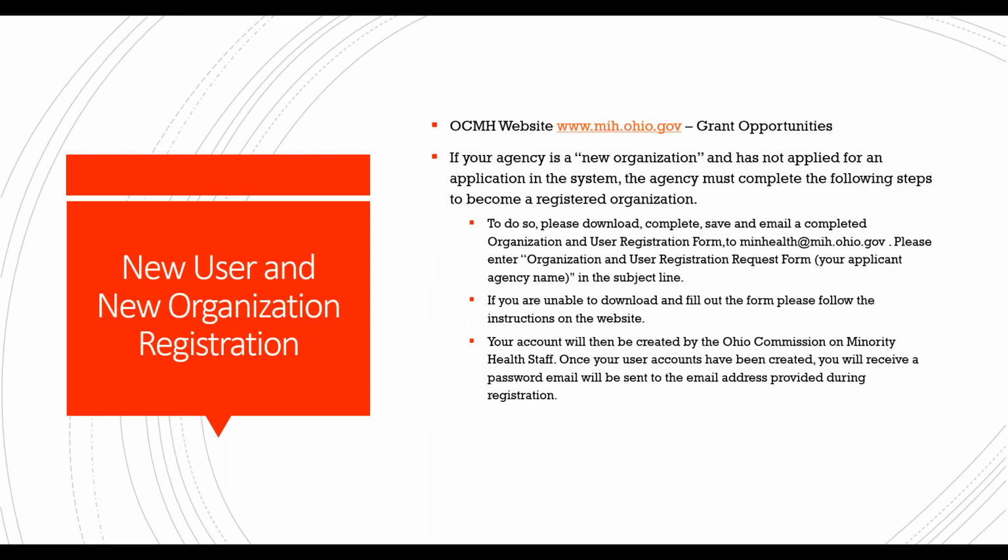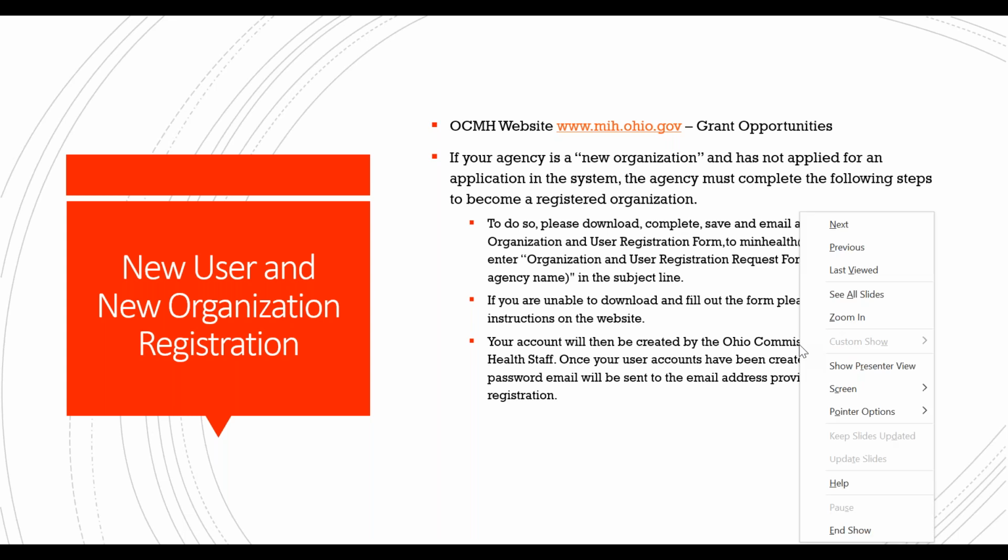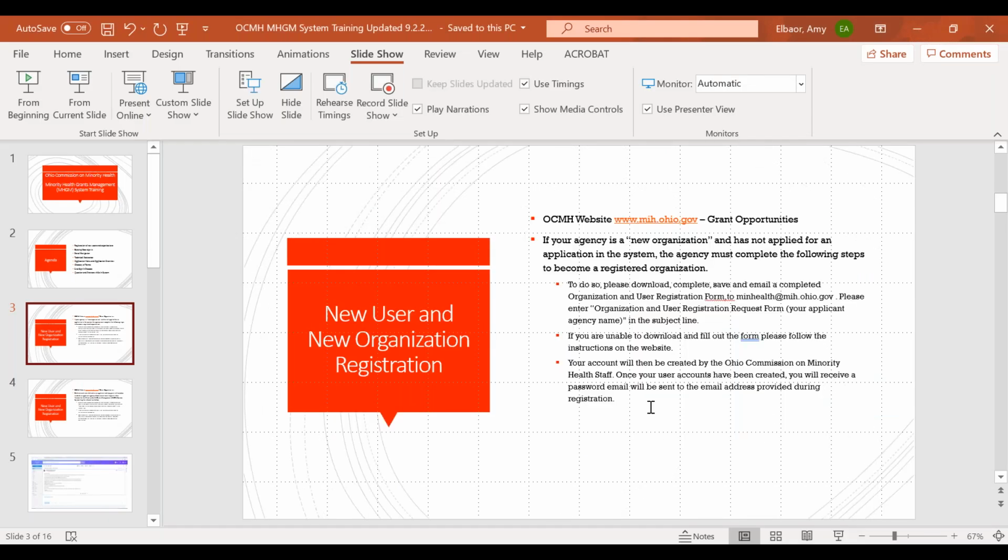For new users and new organizations, please do the following. If your agency is a new organization and has not applied for an application in the system, the agency must complete the following steps to become a registered organization. You will visit the Commission's website at www.mih.ohio.gov. And I will show you right now.